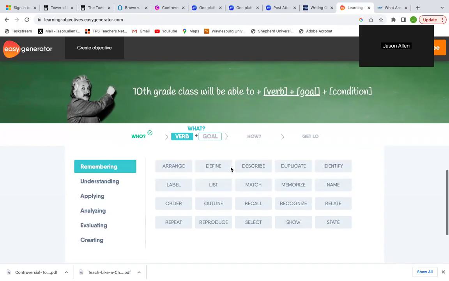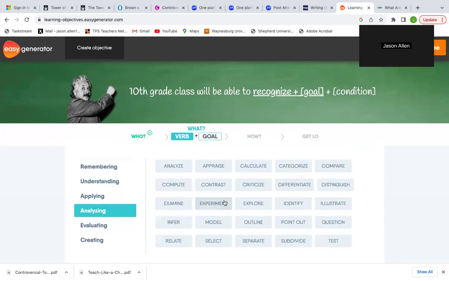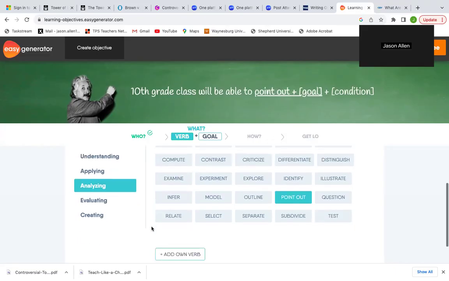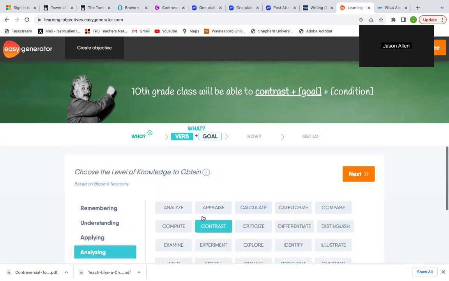Next, will recognize. And you can see there's different ones. Let's do amplifies. As you can see, you click there. We'll contrast and point out. I like point out. We'll point. Nah, I like contrast. Let's go with that. You can see that's there.